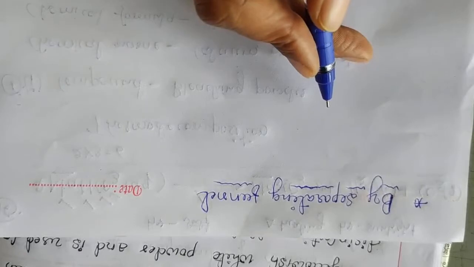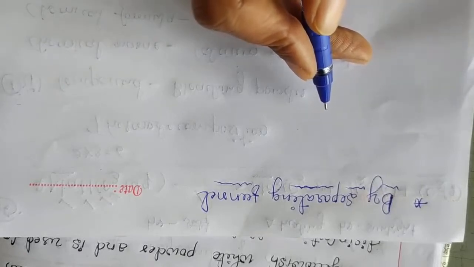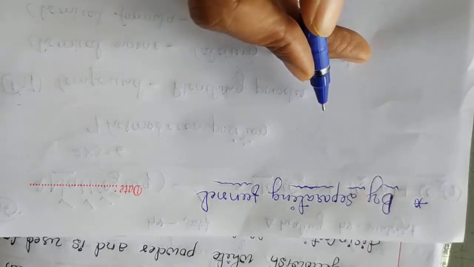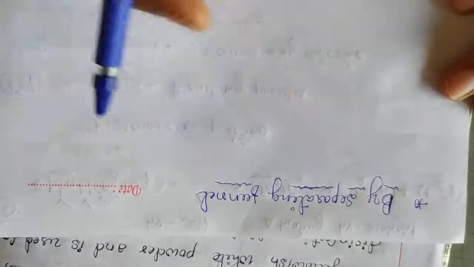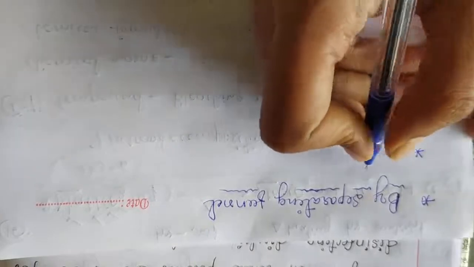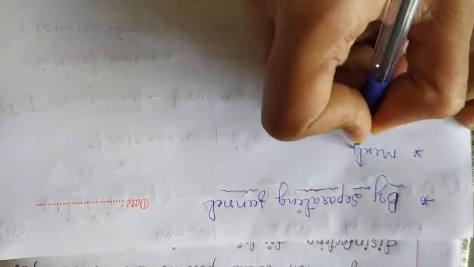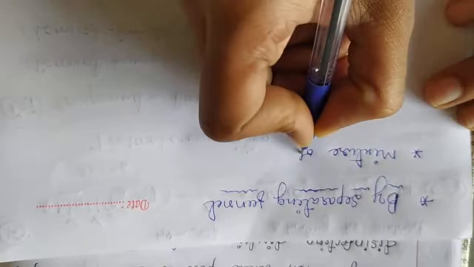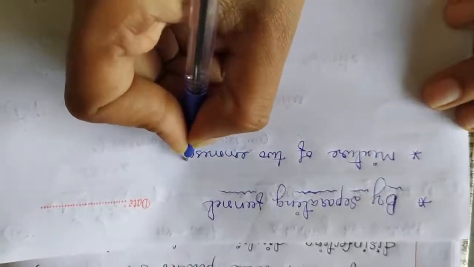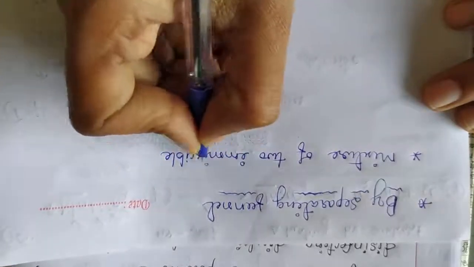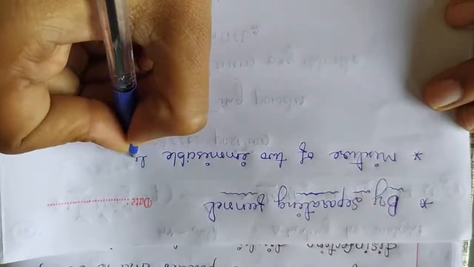Hi children, in previous class we had discussed the separation of mixtures by the centrifugation technique. In today's class we will discuss separation of mixtures by separating funnel. By using this separating funnel technique we can separate a mixture of two immiscible liquids.